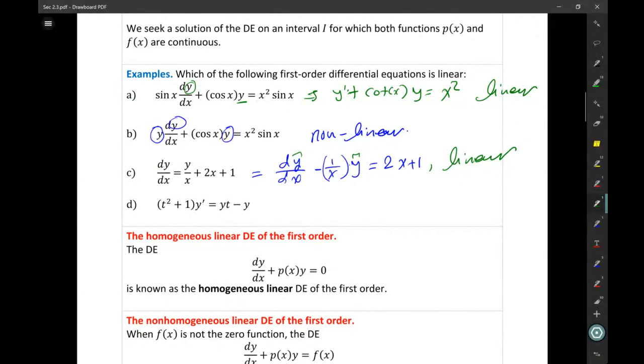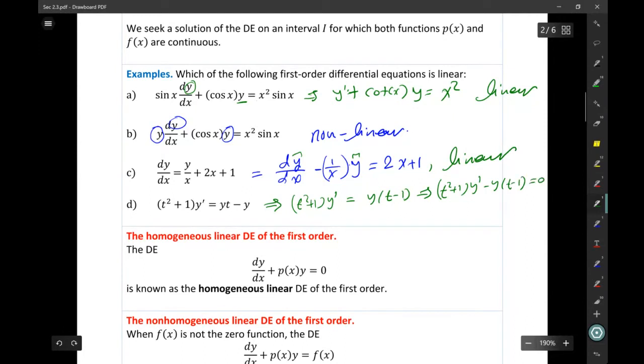Next, t square plus 1 times y prime equals y times t plus y minus y. If you rewrite this equation, it becomes t square plus 1 times y prime equals y times t minus 1, and take y times t minus 1 to the other side. So that becomes t square plus 1 times y prime minus y times t minus 1 equals 0. When you divide both sides by t square plus 1, it becomes y prime minus t minus 1 divided by t square plus 1 times y equals 0. So this one is a linear differential equation.